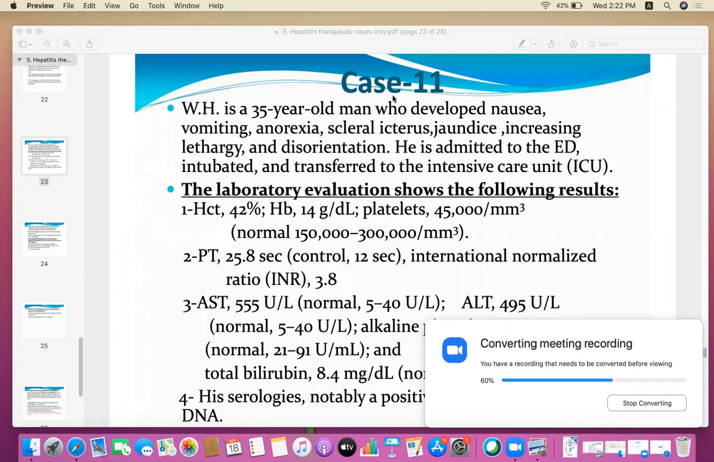Therapeutics of the Hepatitis, Case 11. WH is a 35-year-old man who developed nausea, vomiting, anorexia, scleral icterus, jaundice, increasing lethargy, and disorientation. He is admitted to the ED, intubated, and transferred to the intensive care unit. The age is 35 years.